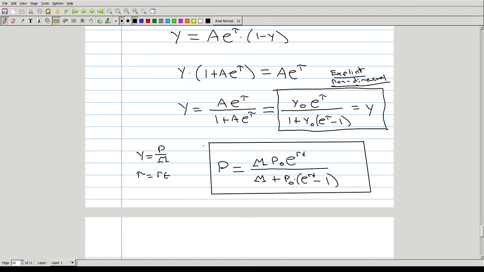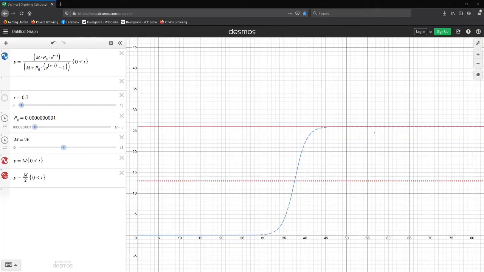And if we open up a plot of this, I'm just going to use Desmos here to make a nice plot of the solution, we see something very, very nice. This solution is behaving exactly the way that we expect it to be behaving. This is a plot of the exact solution that we just derived, M times p naught e to the r t over m plus p naught e to the r t minus 1 for positive time t. And you see that in red here, it's a bold line. I've plotted the maximum population.